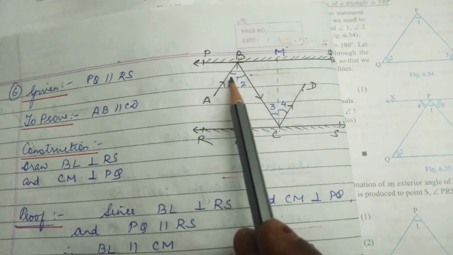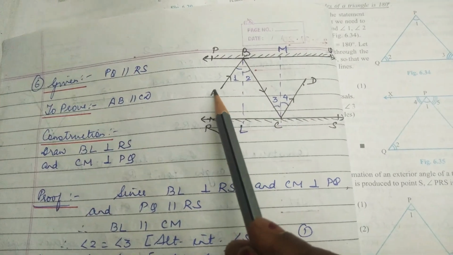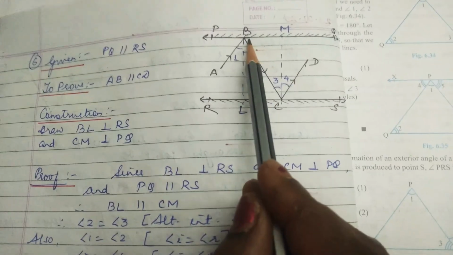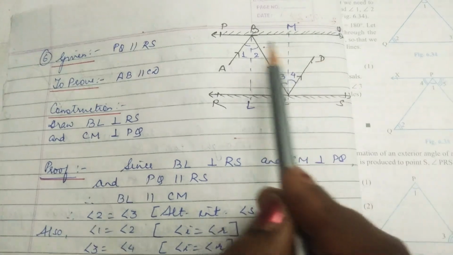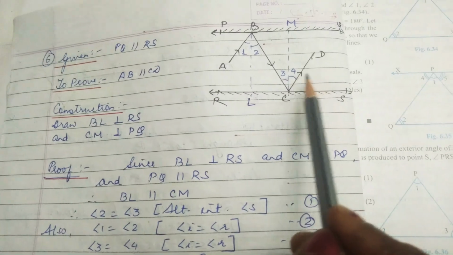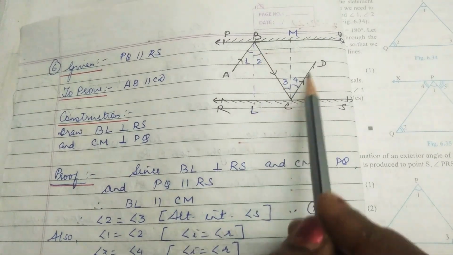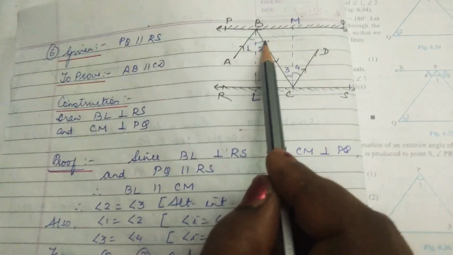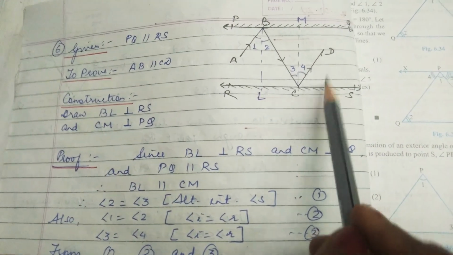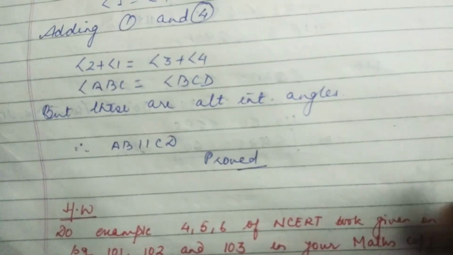Now what do you find here? Angle 1 plus 2 is equal to angle 3 plus 4, means angle ABC is equal to angle BCD. So this angle ABC and angle BCD are alternate interior angles. Therefore AB is parallel to CD. Hence proved.